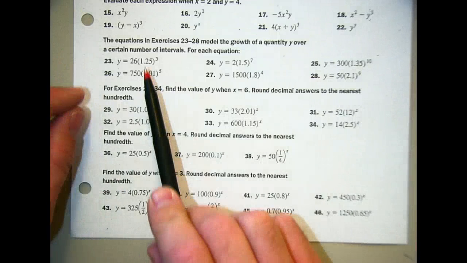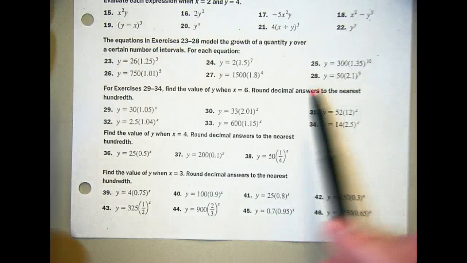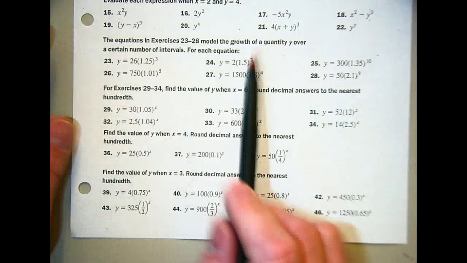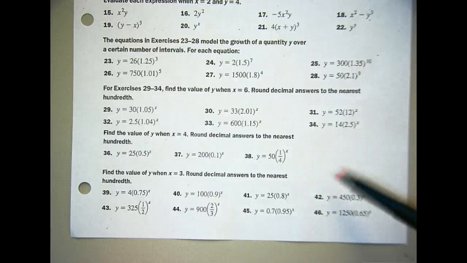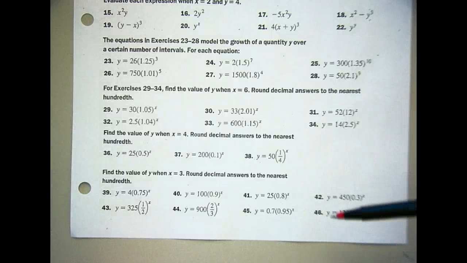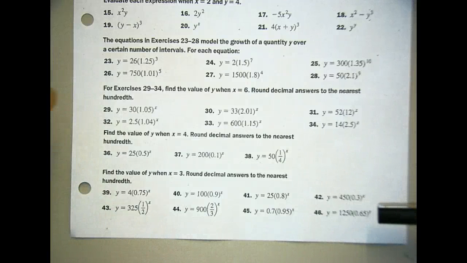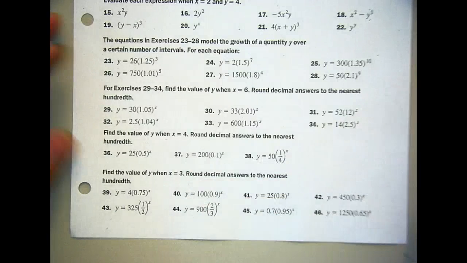I'm more concerned that you're doing the order of operations. That's my main worry on these. Okay. 36 through 38. 39 through 46. How many made it through 39 through 46? Okay, so we're good on those. Just plugging 3 in for x. Once again, doing the order of operations.